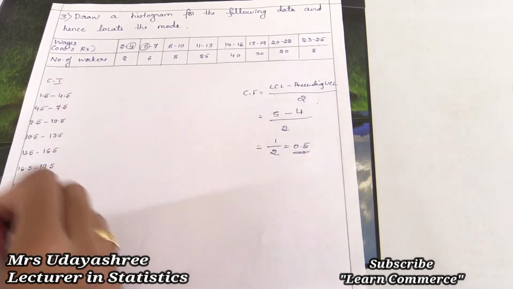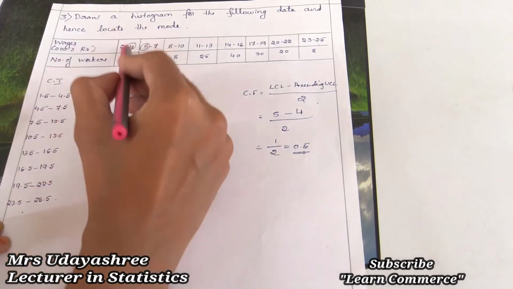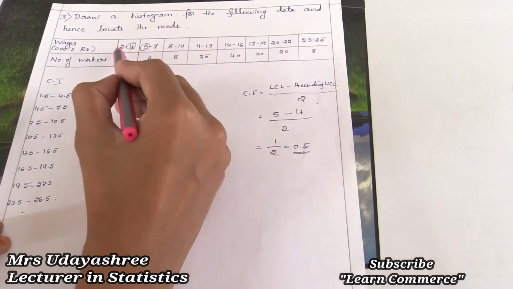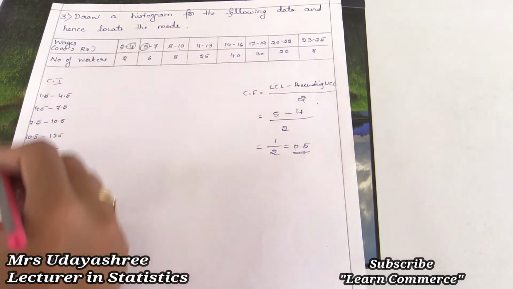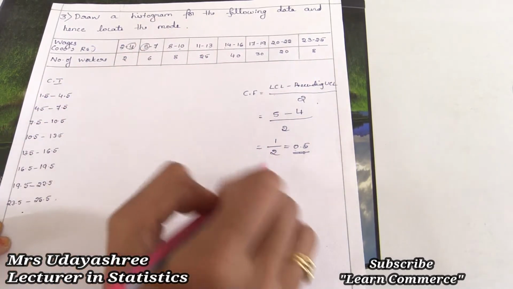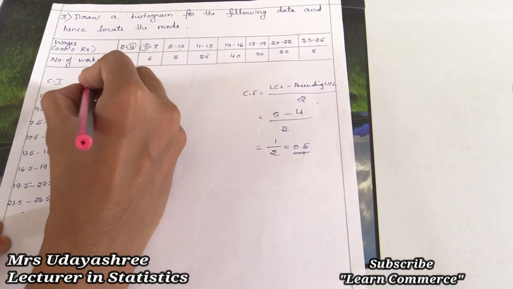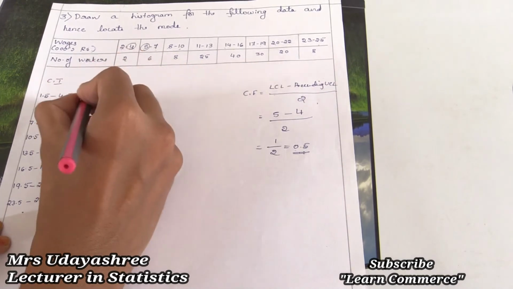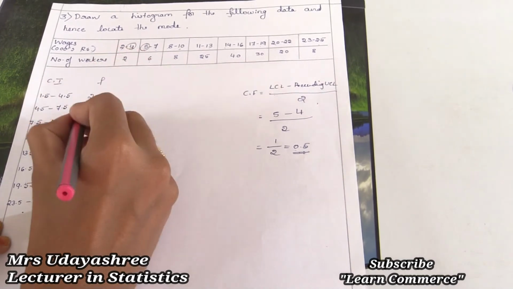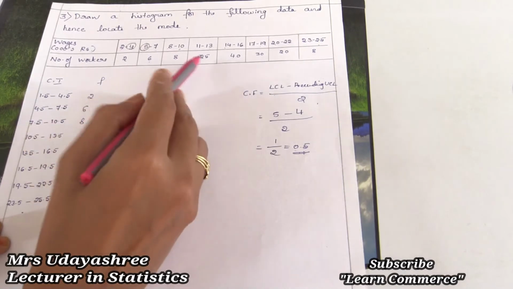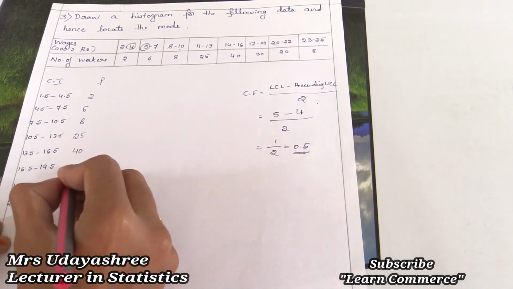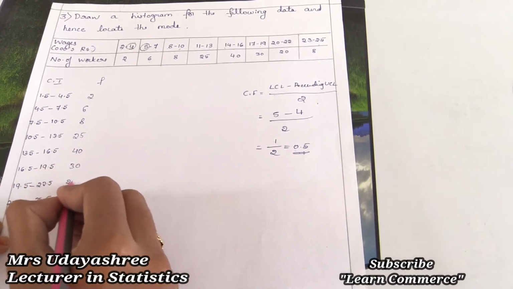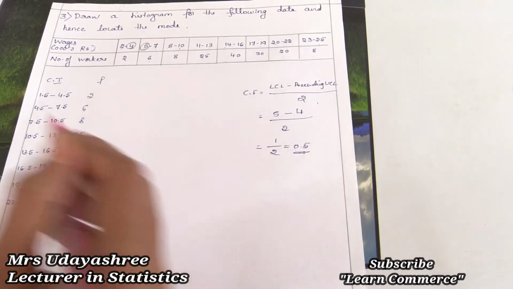So see, these are exclusive class intervals and these are inclusive class intervals, and these inclusive class intervals are converted into exclusive class intervals using this correction factor. So next, the corresponding frequencies are 3, 6, 8, 25, 40, 30, 20 and 8.